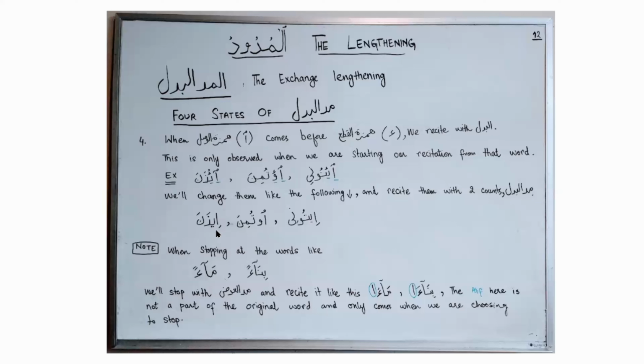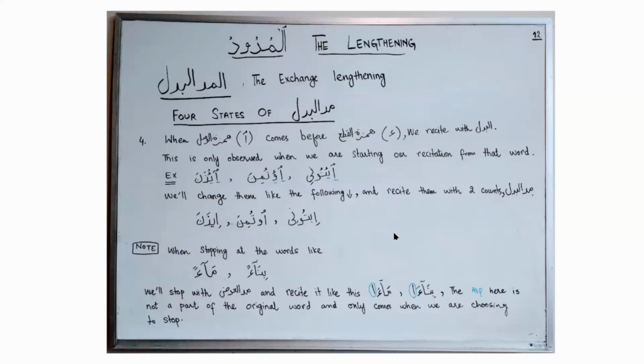So idhana will be recited like this: Idana. U'tumina will be recited like this: Utumina. Ituni will be recited like this: Ituni. By giving two counts of madul badal.